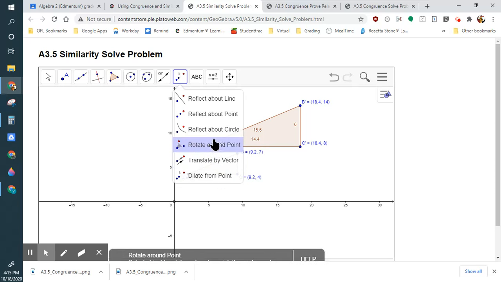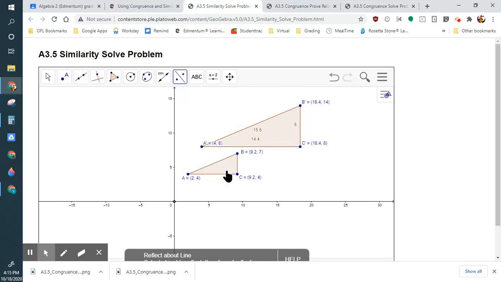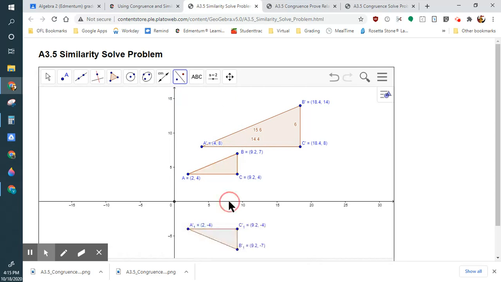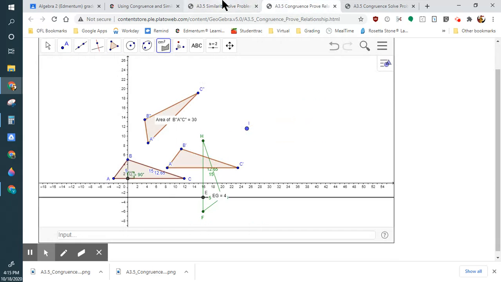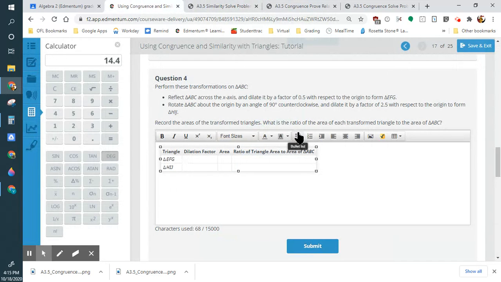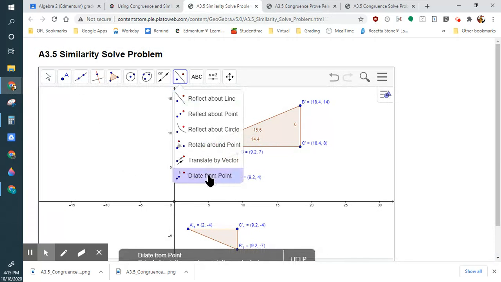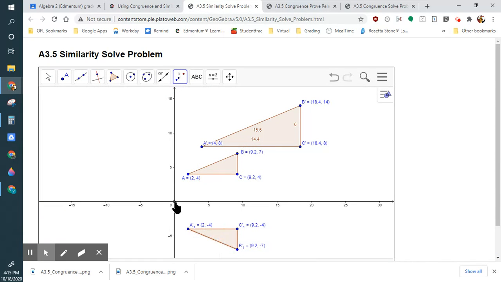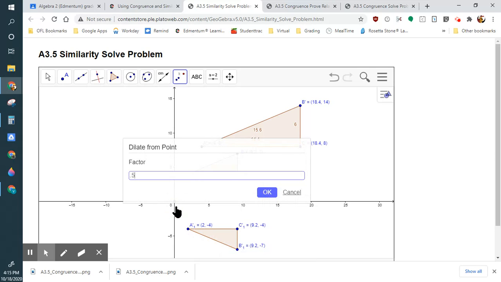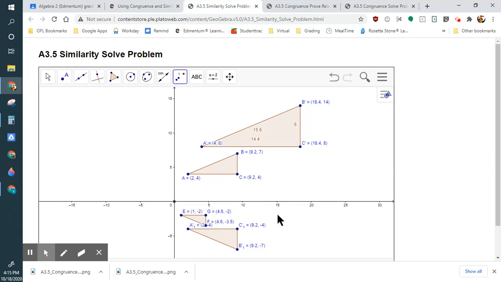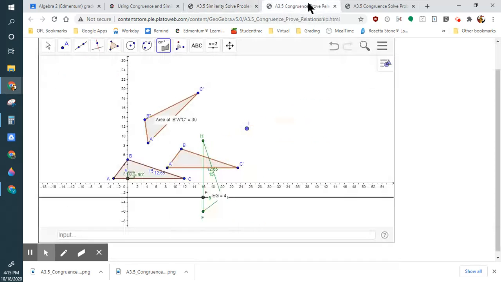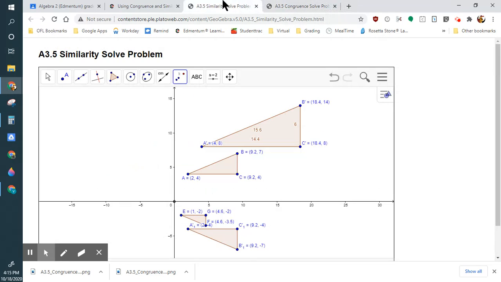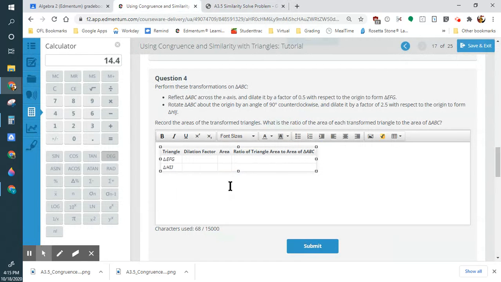So we're going to do reflection, reflect this over the x-axis, and then it wants us to dilate it by a factor of 0.5. So I'm going to grab this, dilate it, and the factor is a half, or 0.5. And look how tiny it is, half as small to be exact. Get rid of these. All right, cool.